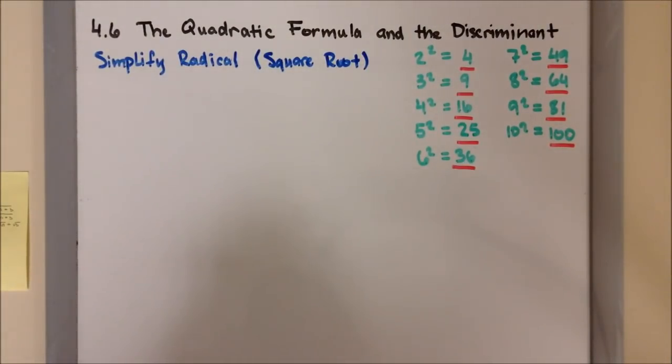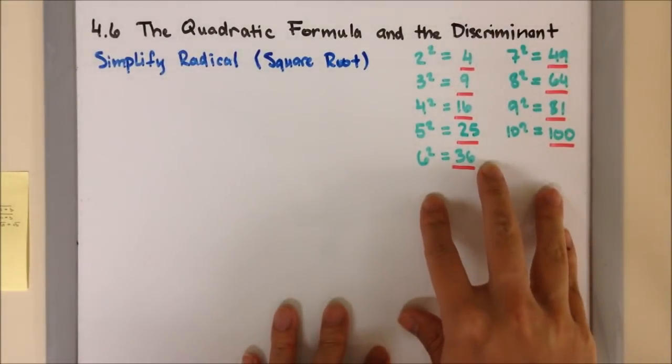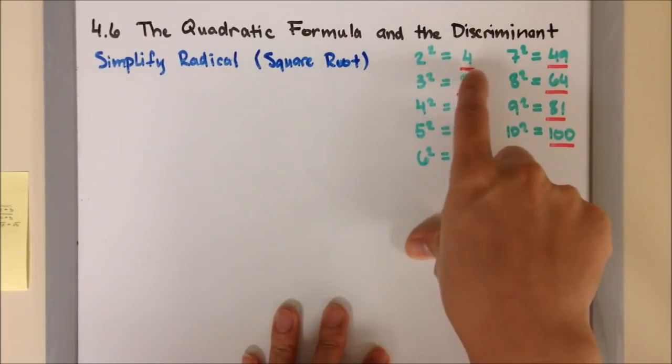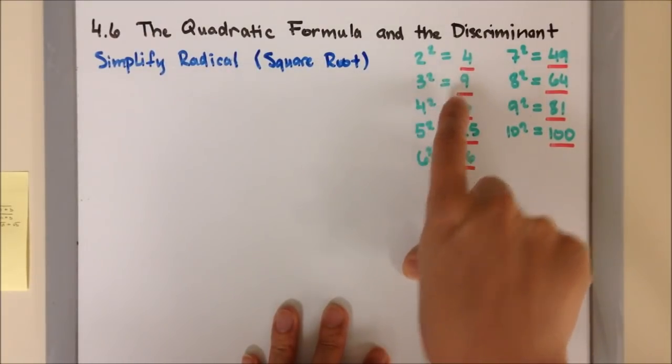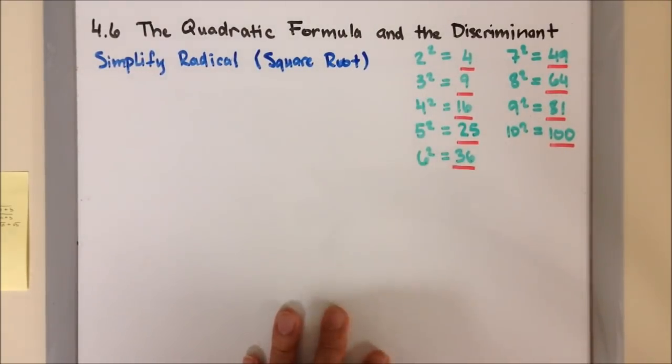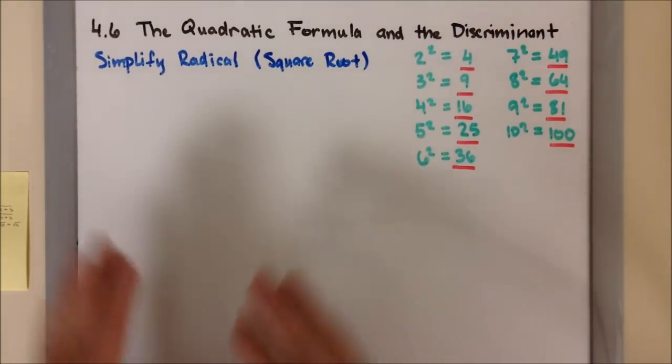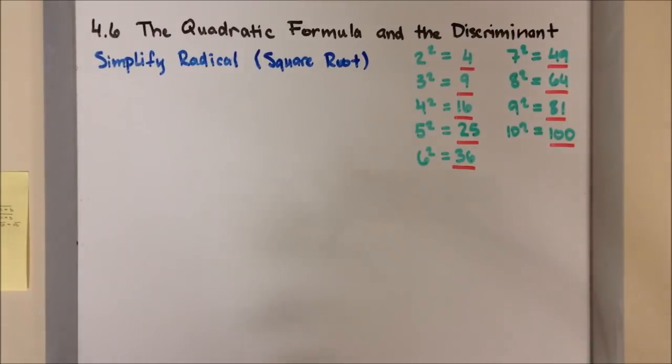Now on the side, I wrote the perfect square numbers: 2 squared equals 4, 3 squared equals 9, 6 squared equals 36, 9 squared equals 81. The reason I wrote that out is because the ones underlined in red are the numbers we're going to focus on, the numbers we're going to use to simplify radicals. Now let's start off with some basic examples.